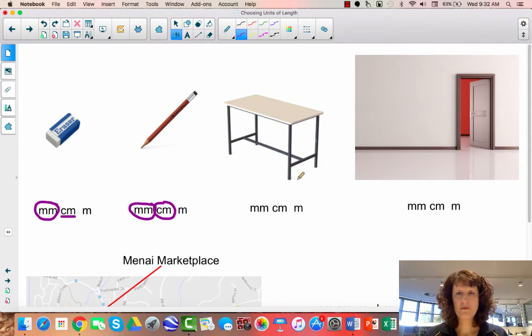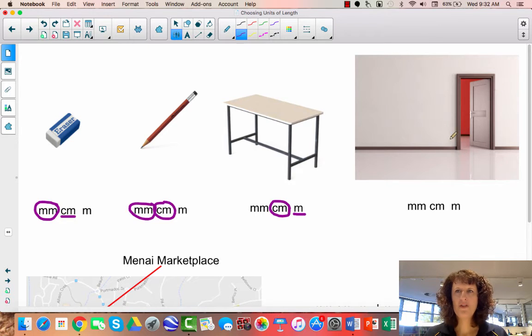What about a table? I'd probably use centimetres for a table. You could use metres, but you'll end up using decimals, I think, for most desks, most tables. So that's what I would suggest. You use centimetres for something like a desk.